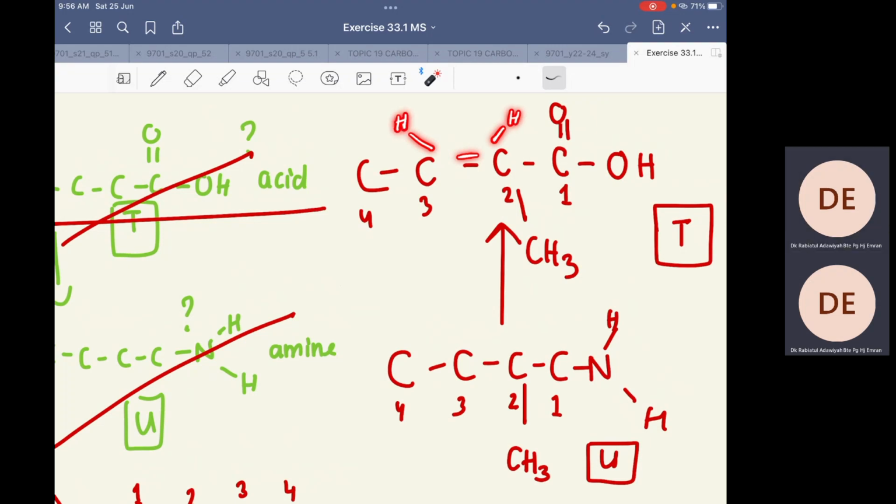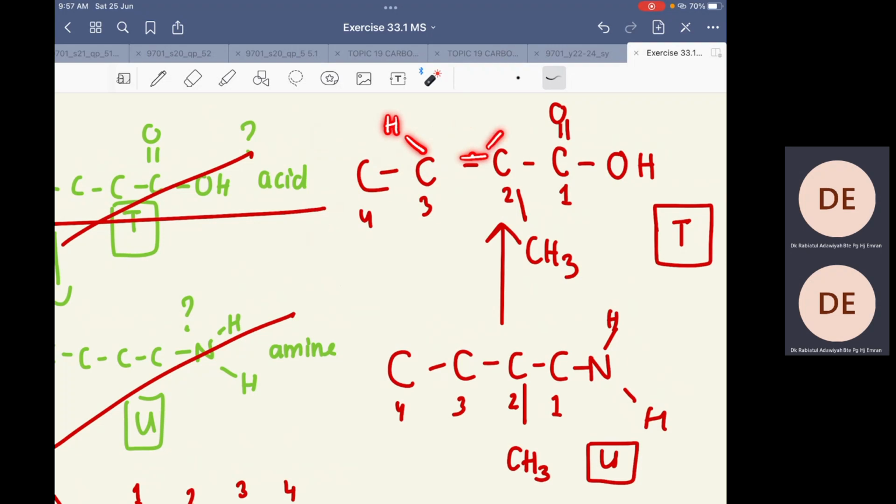The requirement for cis-trans is that each carbon on the double bond is attached to 2 different groups. So can I have cis-trans if I have a double bond here? Some yes, some no. Let's check 3 and 4. There's a hydrogen and a carbon here, and there's 2 hydrogen. Can I have cis-trans in 3 and 4? No. So I go back to 2 and 3.